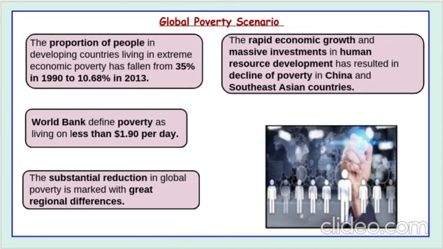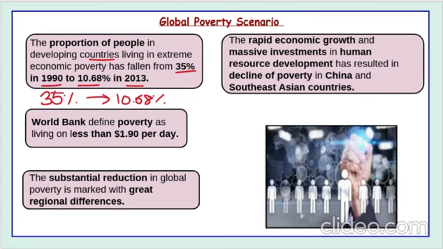Our next topic is the global poverty scenario. Poverty all over the globe. The proportion of people in developing countries living in extreme economic poverty has fallen from 35% in 1990 to 10.68% in 2013. There has been a very drastic change in poverty in developing countries, from 35% directly falling to 10.68%. From 1990 to 2013, they have made this much improvement.